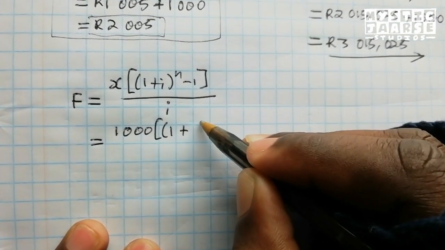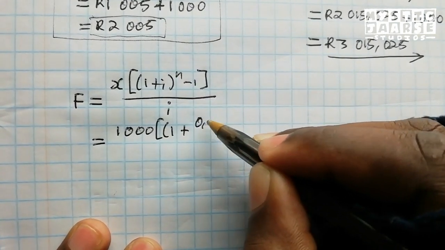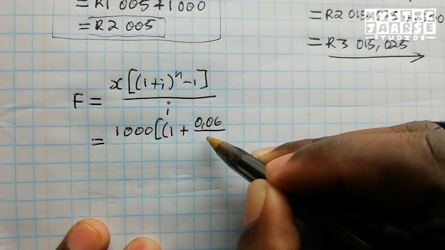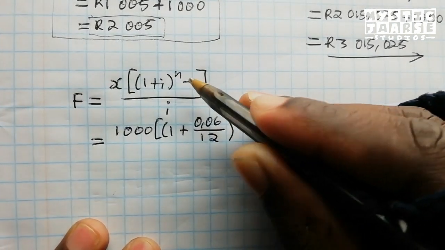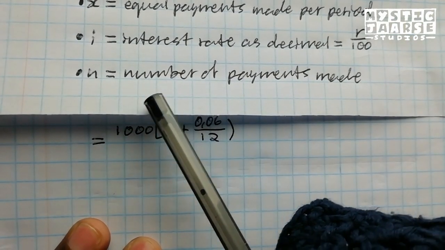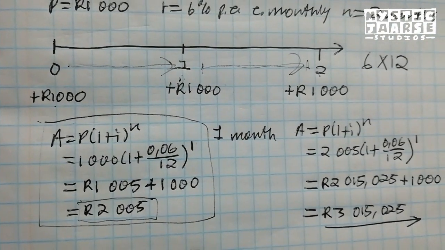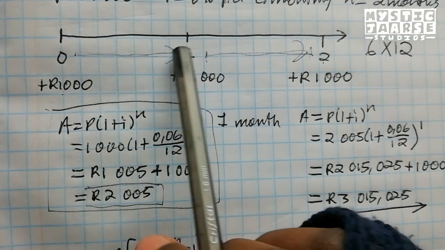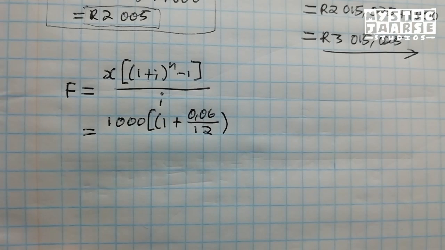1 plus our interest rate as a decimal, it's 6% divided by 100. It gives us 0.06 divided by our compounding frequency, which is monthly, right? So it is 12, close bracket, to the power of n. Now n, like I said, represents number of payments made. So when we check in our timeline or number line, this person made a total of 1, 2, 3 payments. So n is equal to 3.